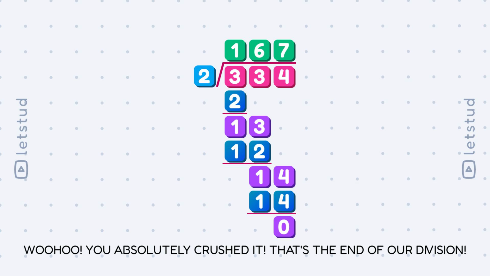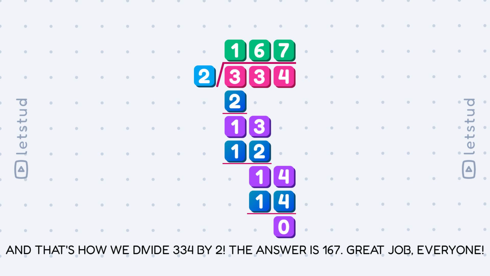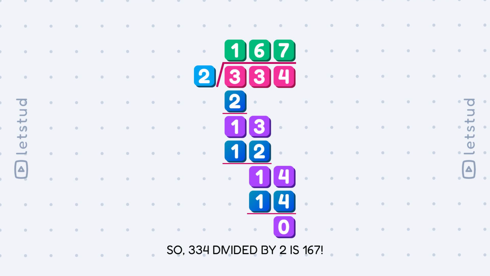Woohoo, you absolutely crushed it. That's the end of our division. And that's how we divide 334 by 2. The answer is 167. Great job, everyone. So, 334 divided by 2 is 167.